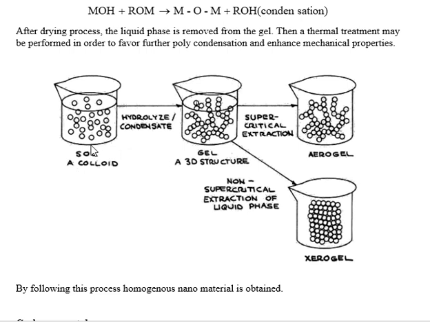So see here, a colloidal sol is taken, and it first undergoes hydrolysis and condensation, and it is formed into a gel structure. And after the gel, when it undergoes supercritical extraction, it forms aerogel, or when it undergoes non-supercritical extraction, it forms xerogel. By following this process, homogeneous nanomaterial is obtained. So in the whole process, what have we finally obtained? We have obtained a homogeneous nanomaterial.